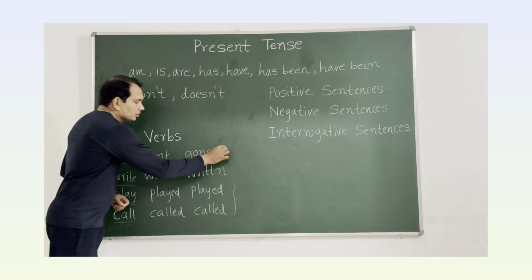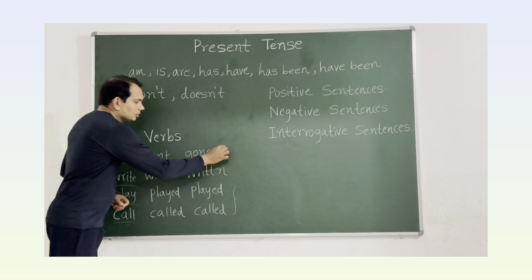Look at this sentence. When the subject is he, she, or it, we add s to the verb. It becomes plays. Please note, when the subject is he, she, or it, we add either s or es to the verb. Here I have added s to the verb.